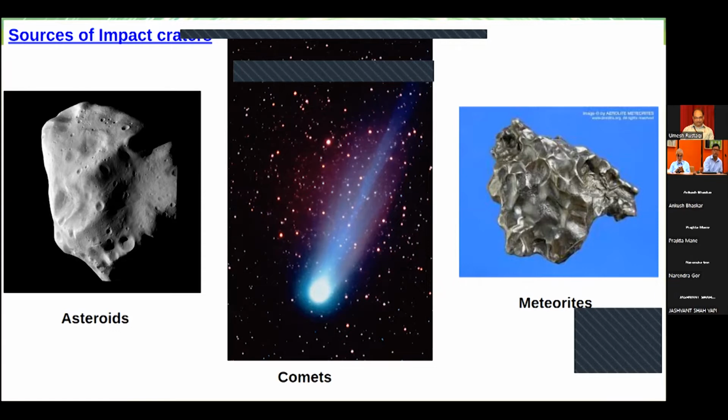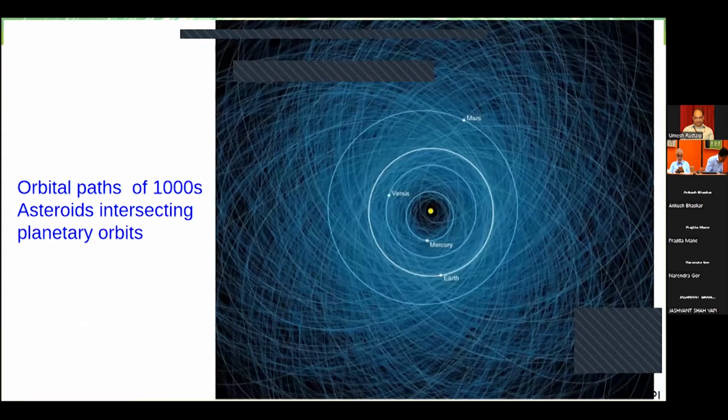These are the main formation sources for this type of structure of extraterrestrial objects. This is a very nice view. I like this because you can really appreciate we are sitting in a danger zone always, not only other planets, but even Earth. Look at this, this is Earth's orbit, Mercury, the center where the Sun is sitting, and there is a mesh of different orbits.